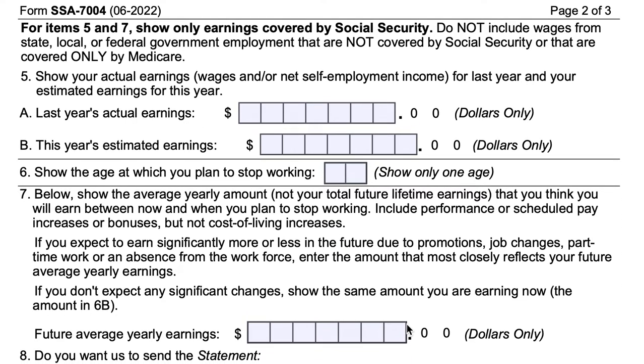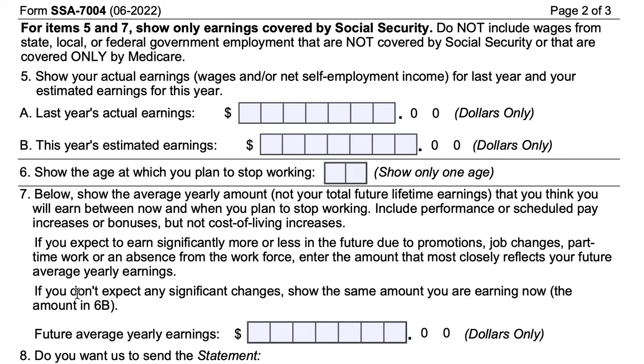In box 7, you're going to show the average yearly amount that you think you can earn between now and the time that you stop working. This might include performance or scheduled pay increases or bonuses, but not necessarily cost of living increases. And if you plan to work or earn significantly more or less in the future because of promotions, job changes, you need to come up with an estimate that most accurately reflects your future annual earnings. If you don't expect any significant changes, just put in the same amount that you're earning now, which would be the amount in 5B.